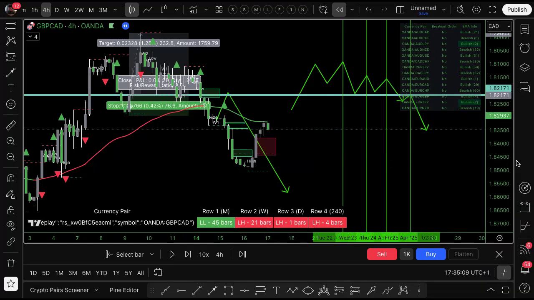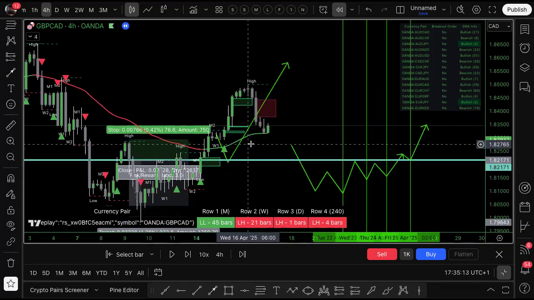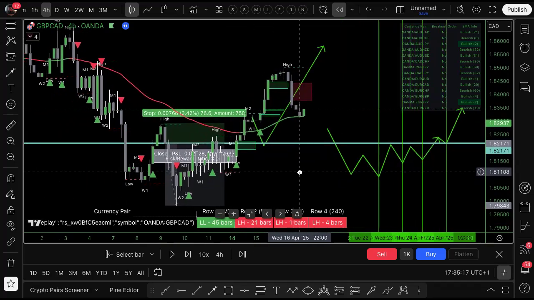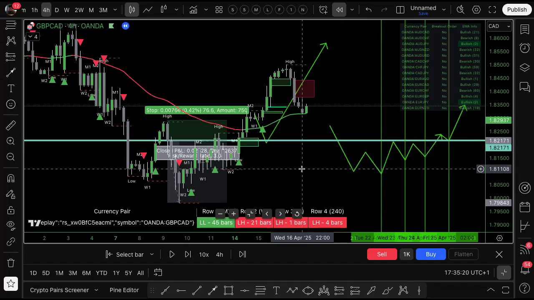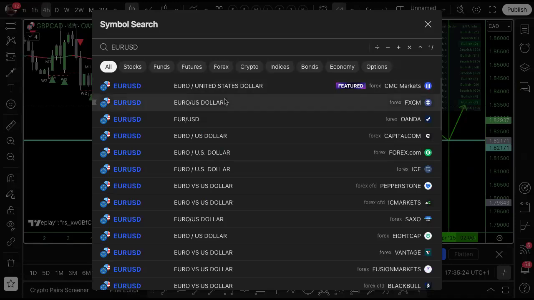It's the exact same strategy as before, but the only difference is now we can see where we are in the market. So what happens is that you're going to sometimes get a very good setup. So let's go to Euro. I believe it's EuroUSD.